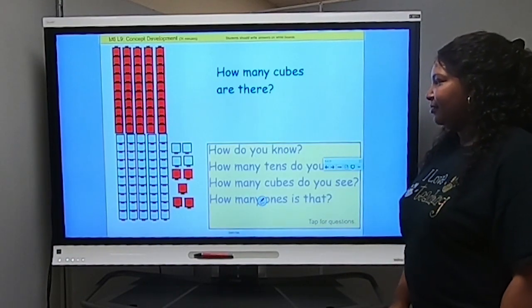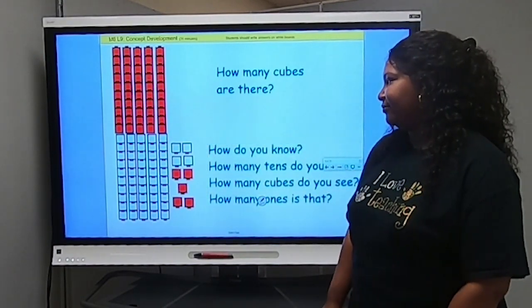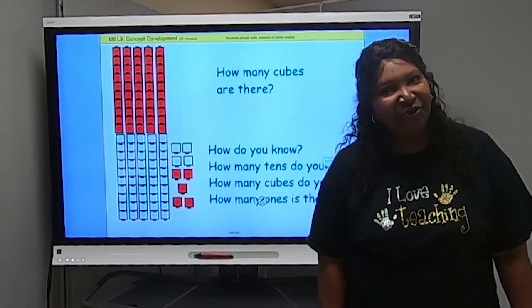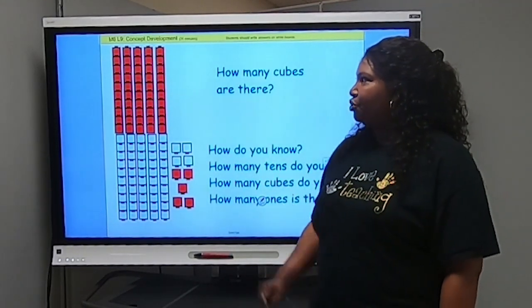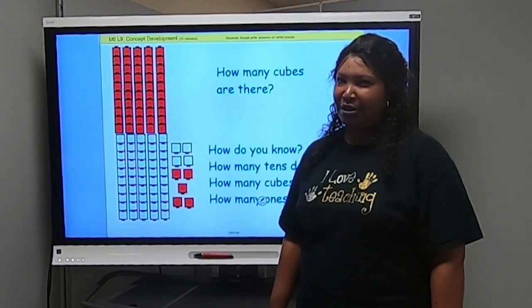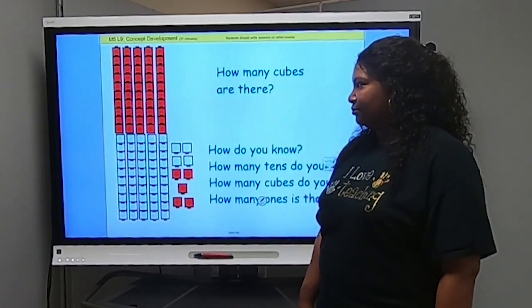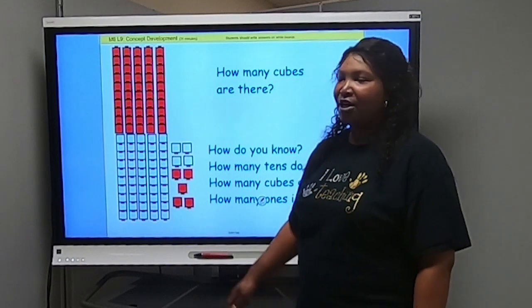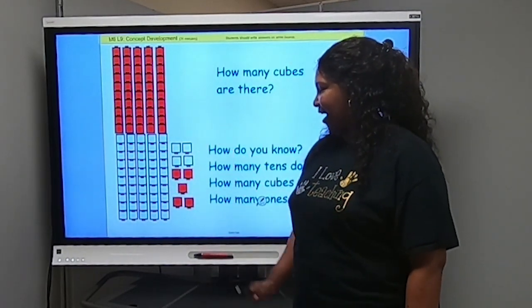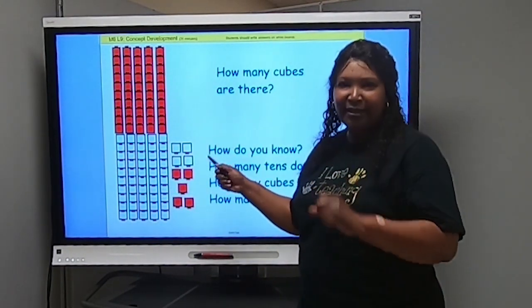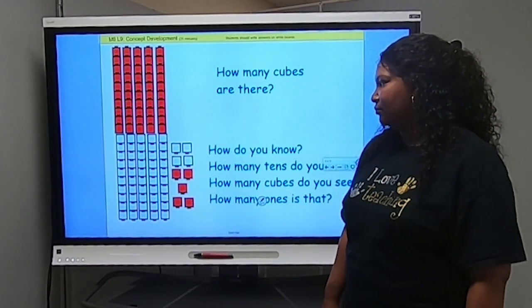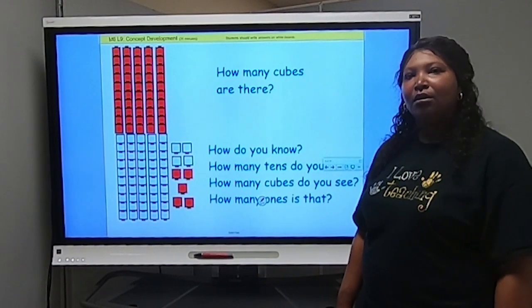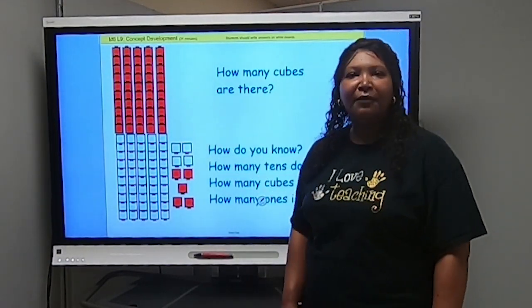Okay, you ready? How many cubes are there? 109. Wow. Wow, that is awesome. How did you know so fast that there were 109 cubes? Good job, because the tens were in groups of fives, okay? What about the ones? How did you know so fast that that was 9 ones? Yes, because they were in groups of twos.